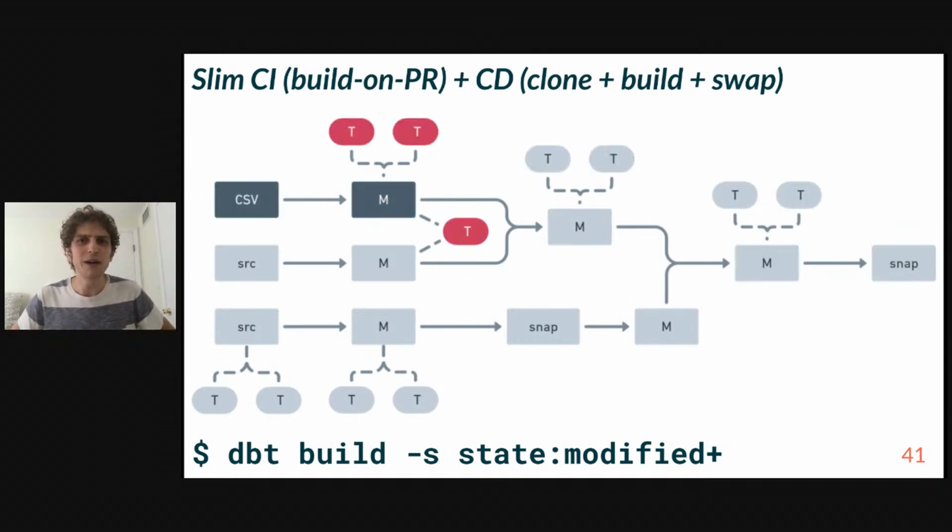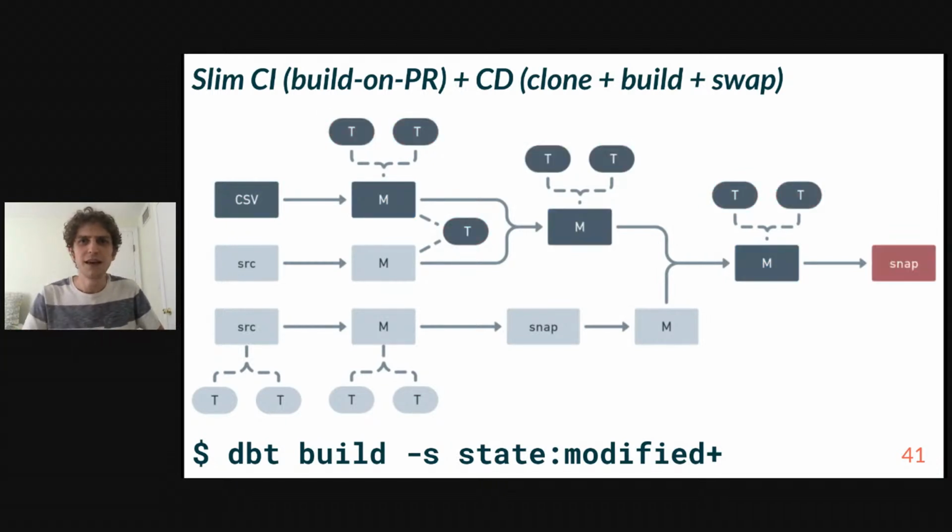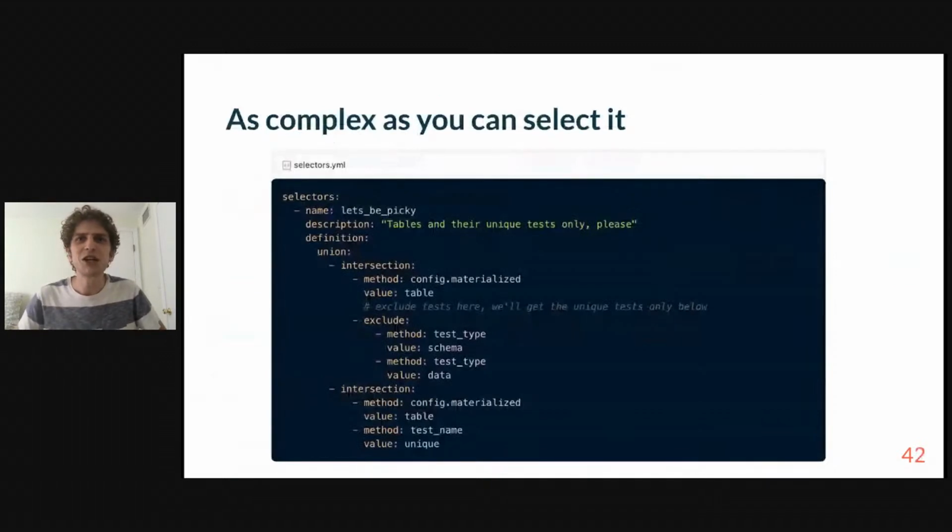Even if it's just that one seed file at the very beginning, we're going to build all the way down the subgraph, including even the snapshot if you want it. Though there's ways to exclude it if you don't. Or selection criteria that's exactly as complex as you can manage. I feel like YAML selectors, a feature that came out in 0.18, one of my personal favorites, are going to be even more powerful when you can build across many different resource types.